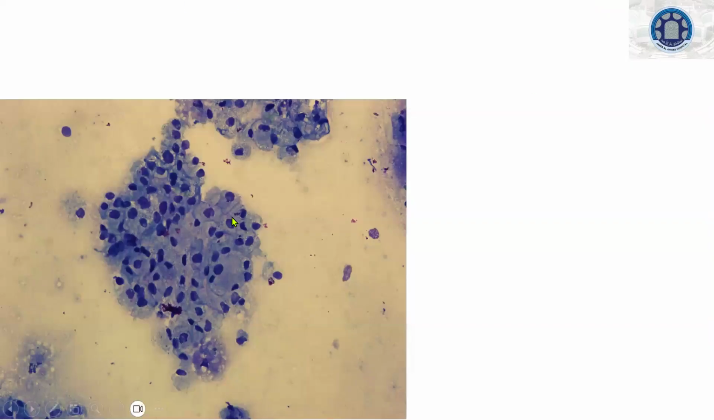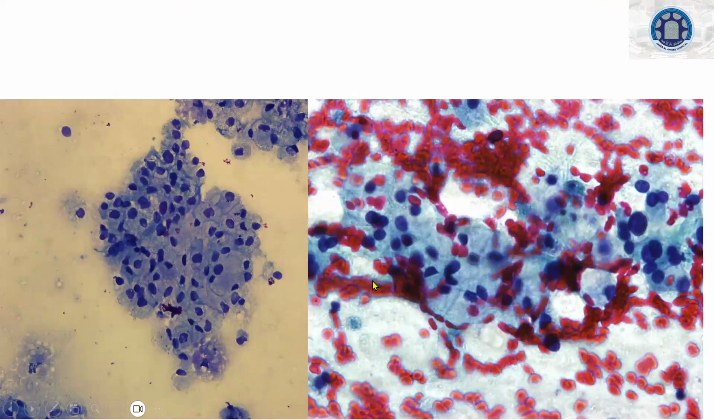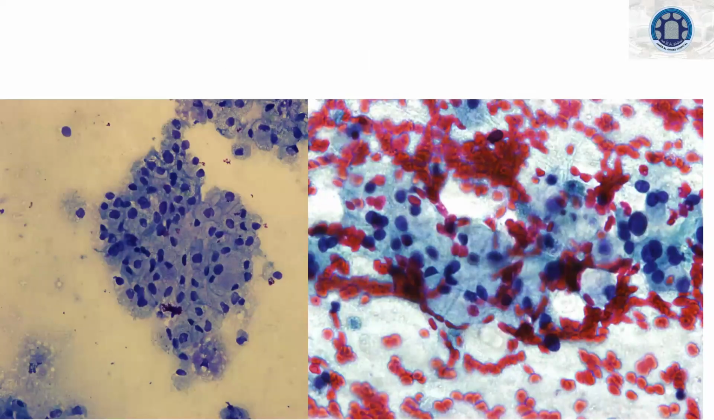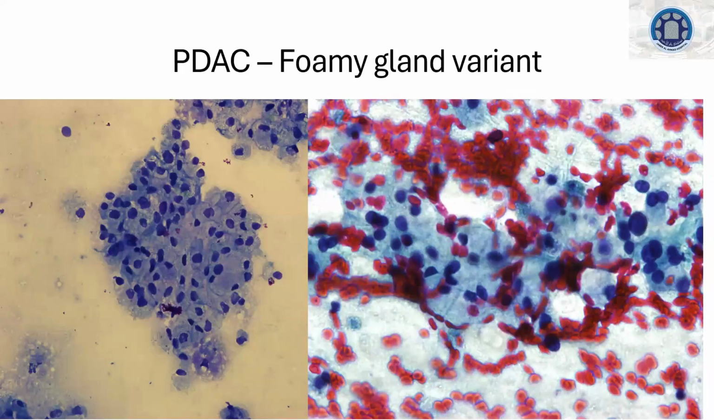Now, this also looks like an RCC mets, right? But this was a case from one of the hospitals here, the previous place where I worked. And this is a foamy gland variant of pancreatic ductal adenocarcinoma. So see how they can resemble each other. This is a foamy gland variant, which is not very common, but can be seen.